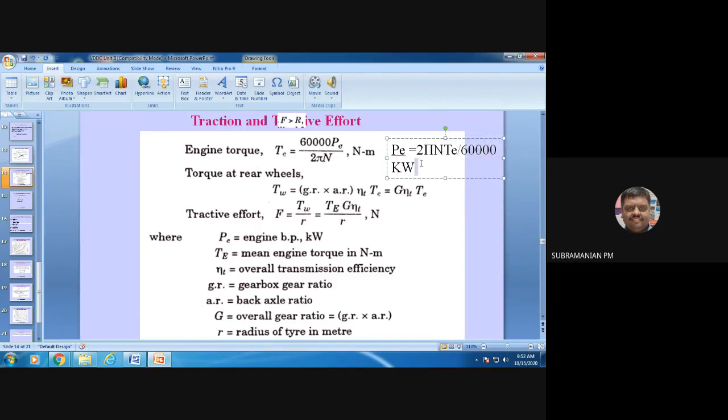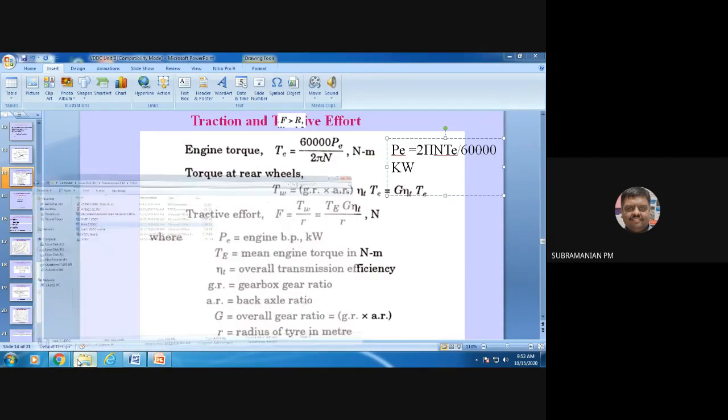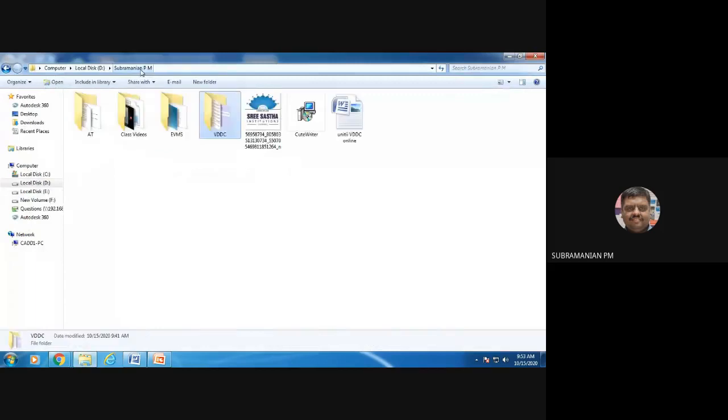Okay. Now, torque at rear wheels. For torque at rear wheels, there are two things. You might have studied in automotive transmission. Let me take that slide. Then only you'll be able to know.